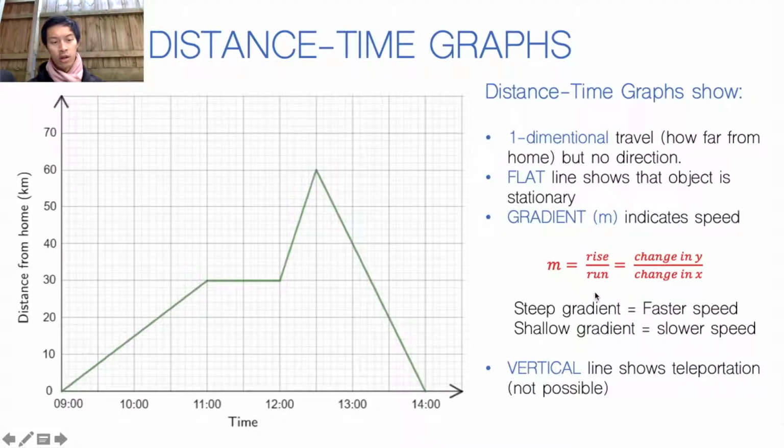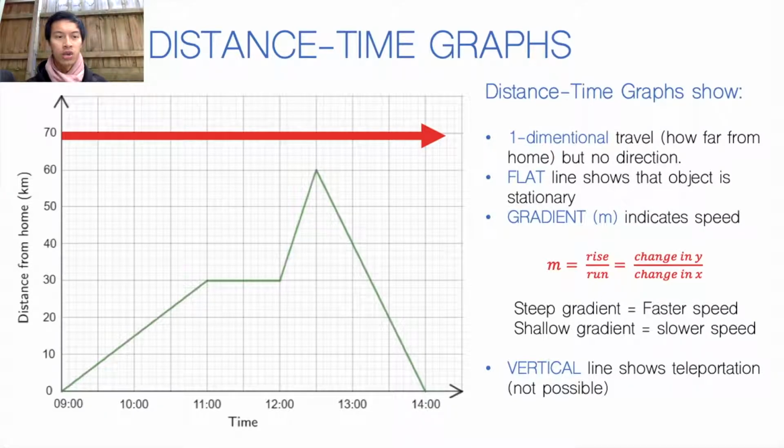Now, how do you do that on the graph? Well, first of all, you need to read the graph from left to right. You never read the graph from right to left because that's silly. You always have to read it from left to right. And so the change in y, if we take a look at this first example here, is this difference in height here.